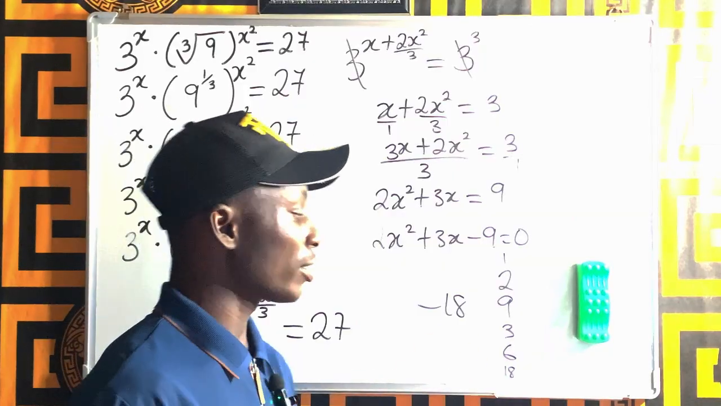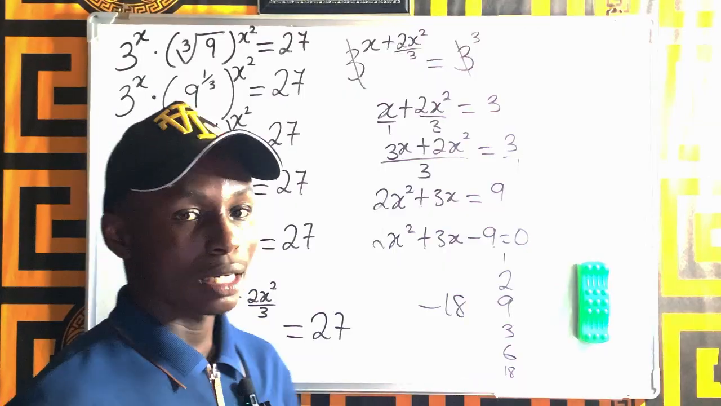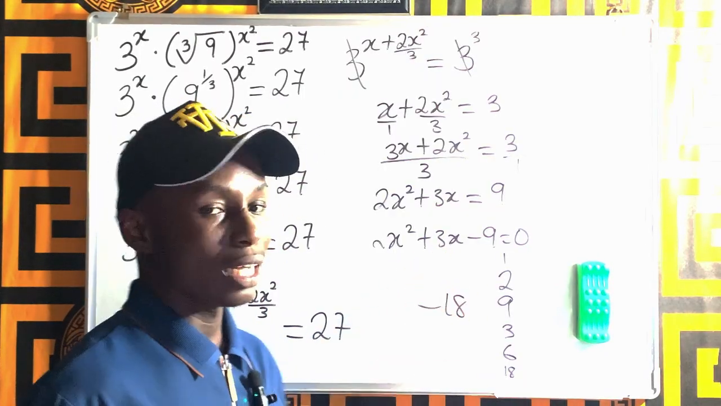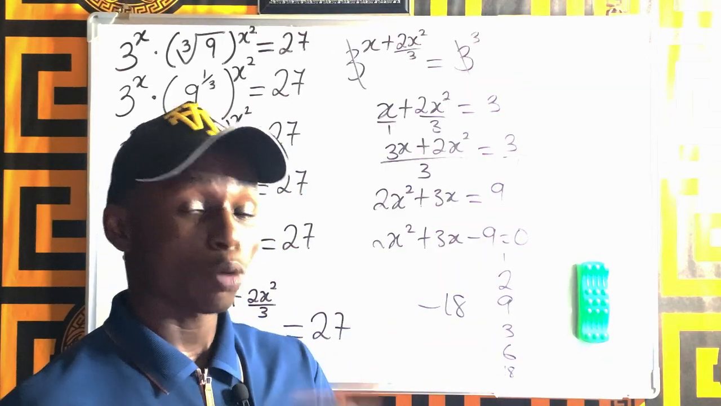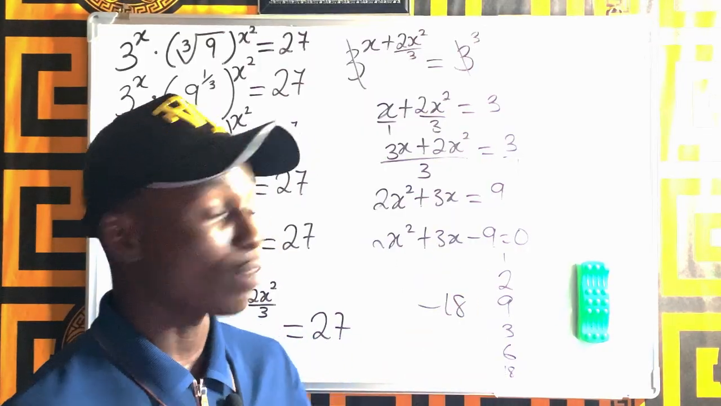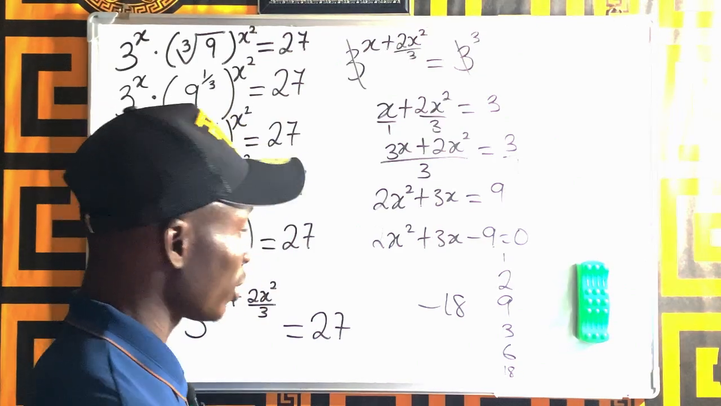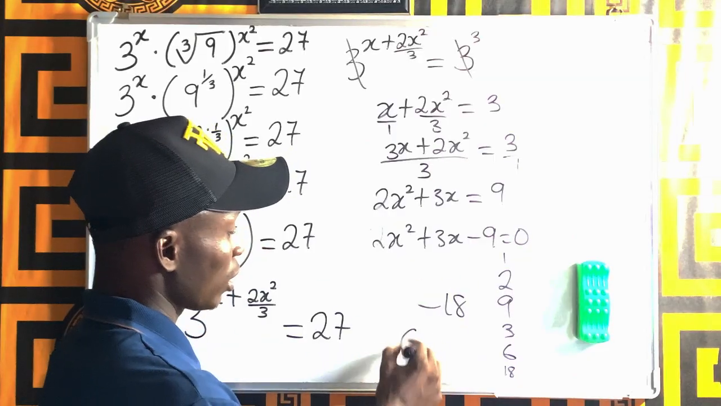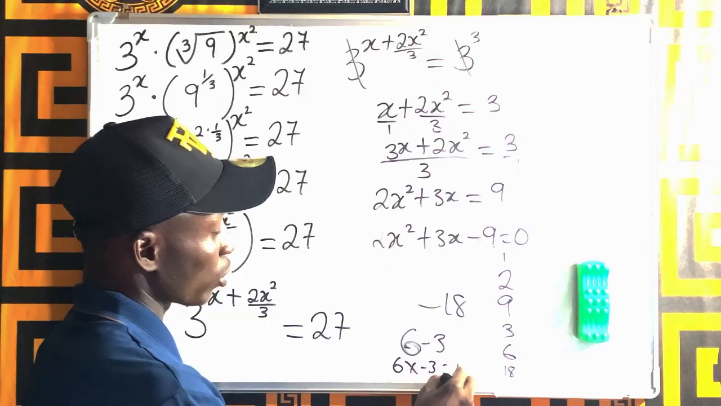Now these factors of 18 are listed. I'm going to pick 2 numbers from here that, if I add them, I'll have 3, because the coefficient of x here is 3. If adding does not give 3, I will subtract them, either plus or minus. I already see it: 6 minus 3 will give us 3, and 6 multiplied by minus 3 is going to give us minus 18.